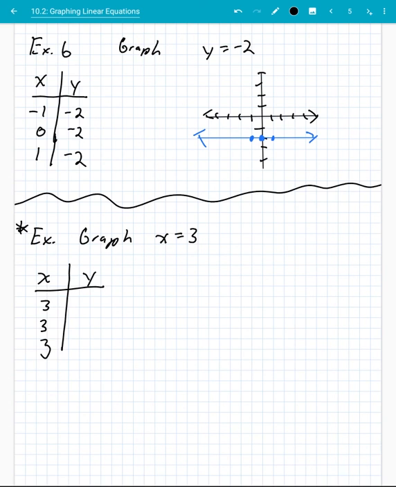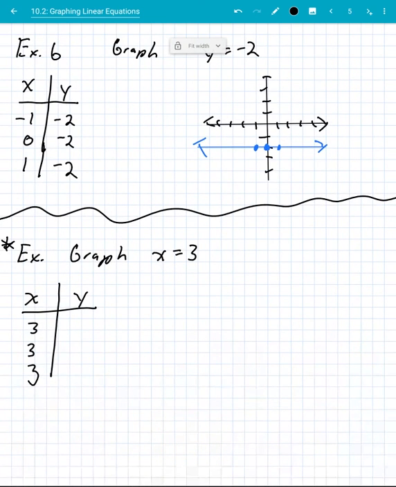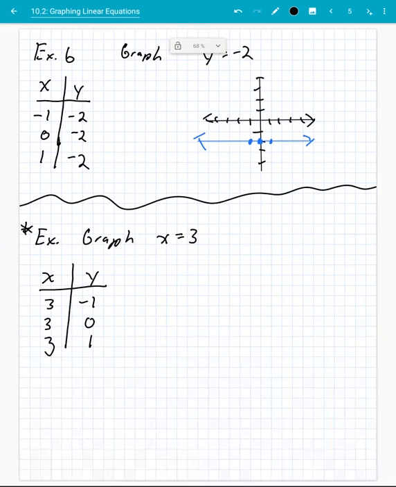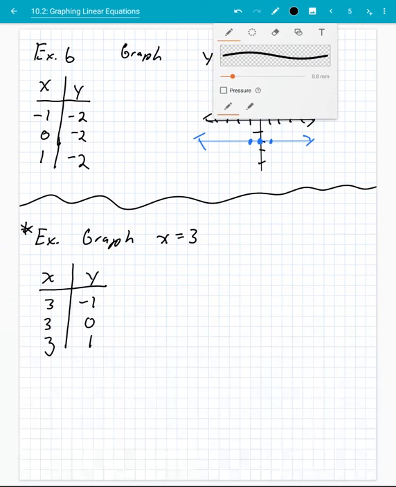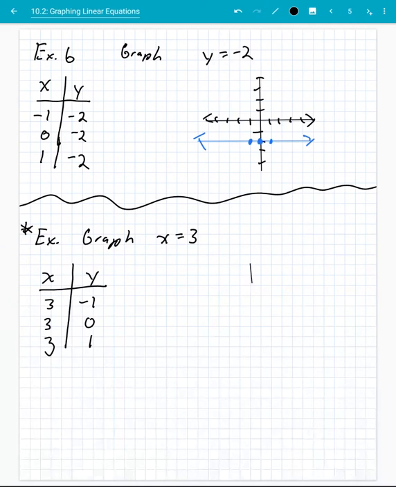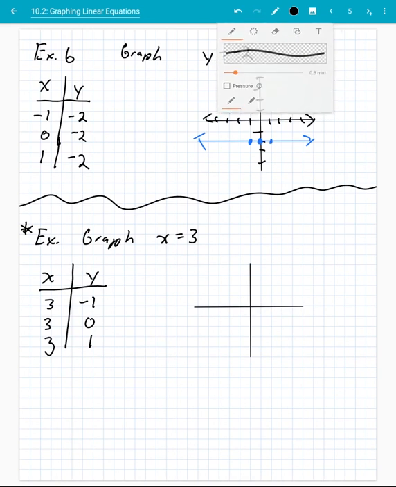So for every y value, again, I can do -1, 0, 1. It doesn't matter what y value I choose. It's always going to be x equals 3. So when we graph this equation, oops, that was terrible. Do it right here. Good enough. It doesn't have to be perfectly proportional, as long as it fits everything.